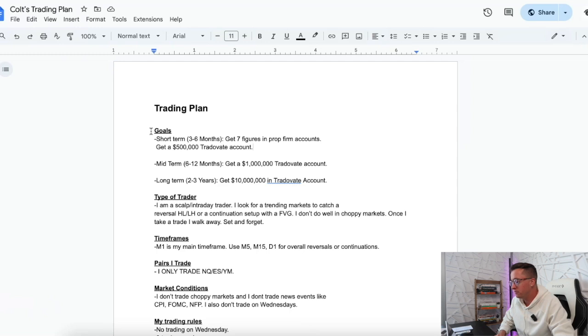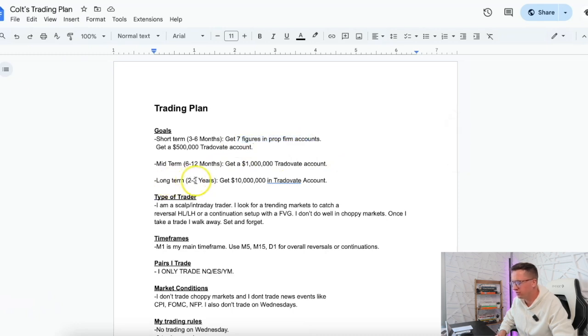Now, my first column are my goals. I have short-term goals, mid-term, and long-term goals. For my short-term goals, I want to get 7 figures in prop firm accounts. And another one is to grow my Tradovate account to $500,000, in 3 to 6 months right here. Midterm, these are 6 to 12 month goals. Get $1 million in my Tradovate, as well as having my 7 figures in prop firm accounts.